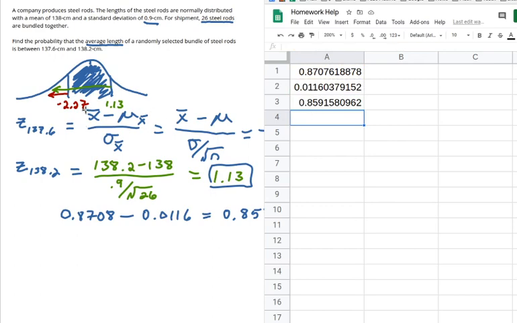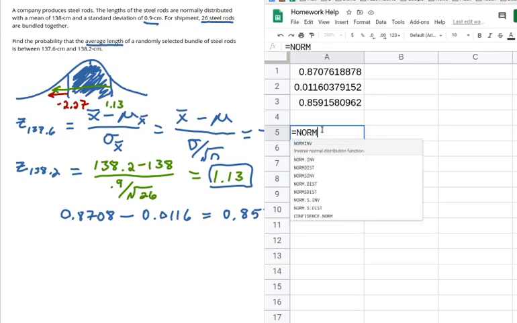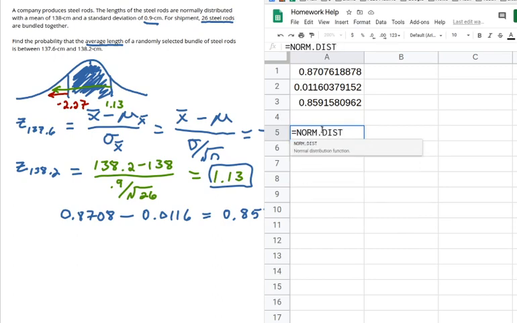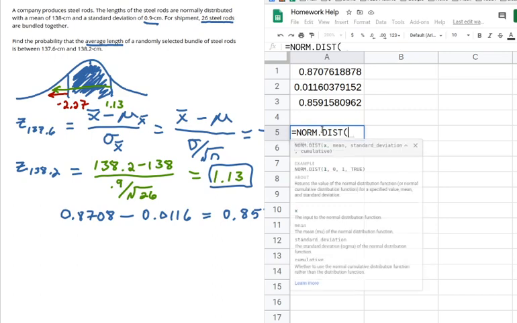Now let's say I wanted to use a spreadsheet and I wanted to avoid doing the z-score calculation altogether. Well, I can do that by, as opposed to the norm.s.dist, I can use the norm.dist function. The S stands for standard, and that means it's looking for a z-score. The norm.dist will take your x's that you're given, and that's the 137.6 or the 138.2, and it will calculate the z-score for you and do all that in the background.